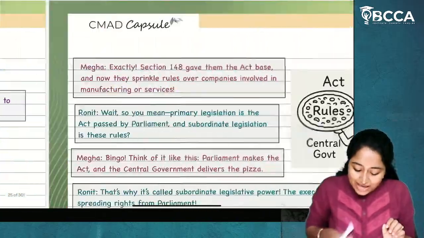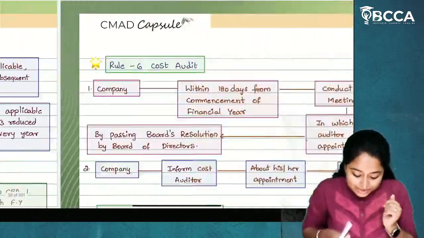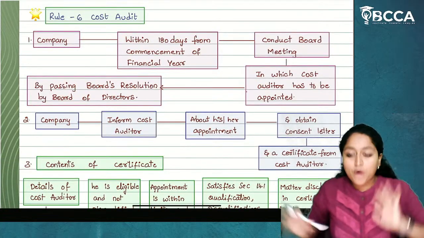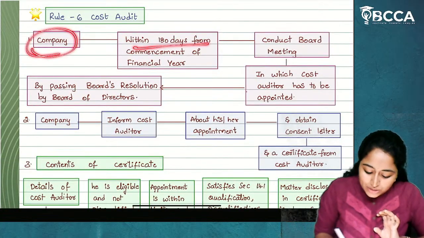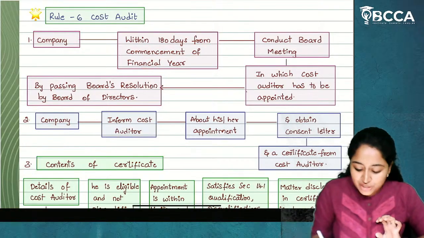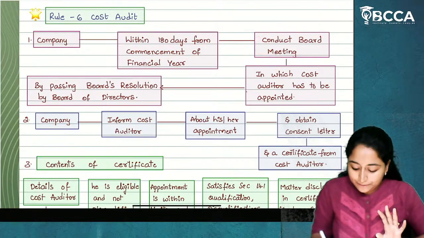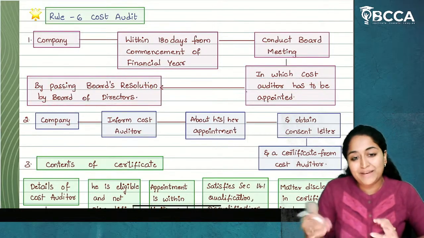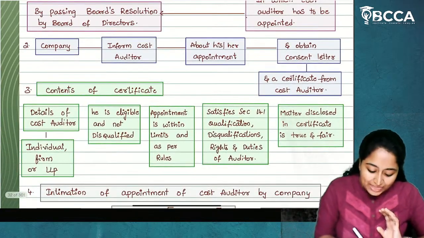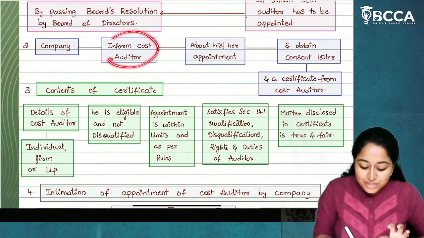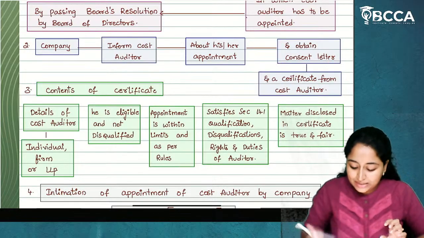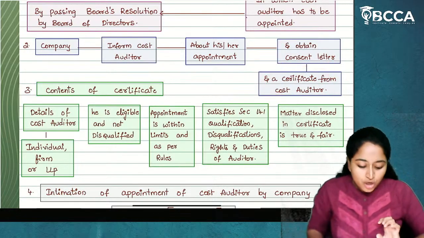And then we have cost audit rule 6. Here in rule 6, we have the entire appointment details. The company within 180 days from the commencement of the financial year shall conduct a board meeting in which the cost auditor has to be appointed by passing a board's resolution. And then after appointment, the company has to inform the cost auditor about his or her appointment and obtain a consent letter and a certificate from the cost auditor.